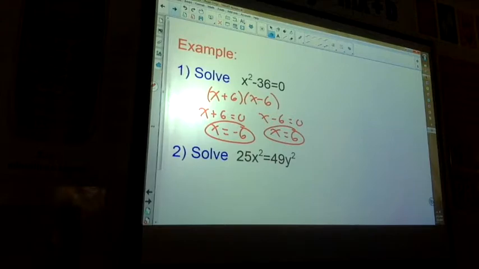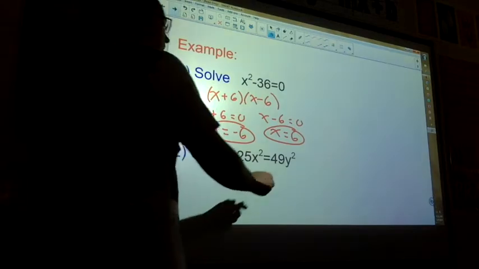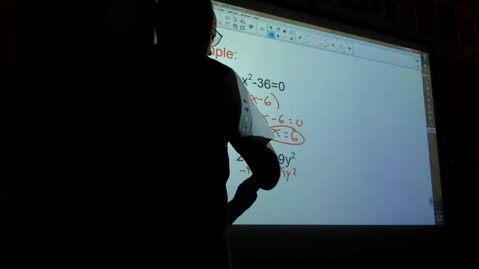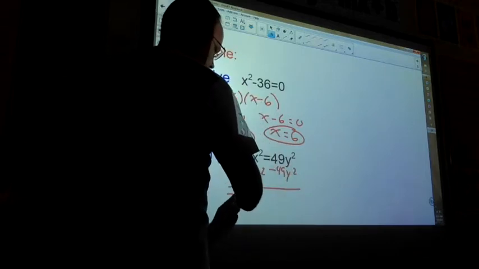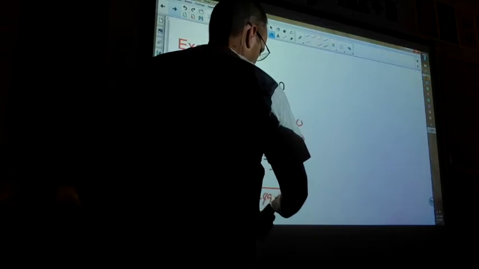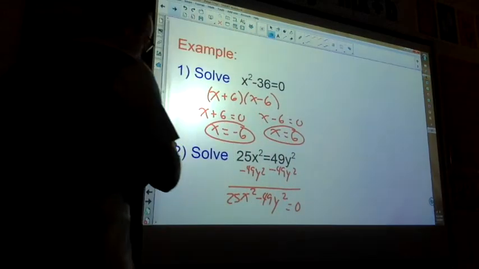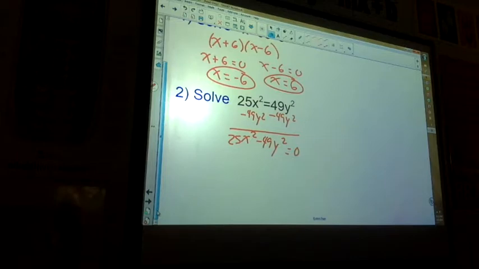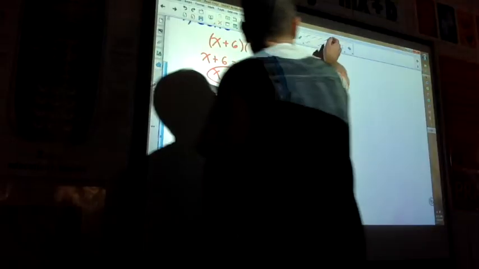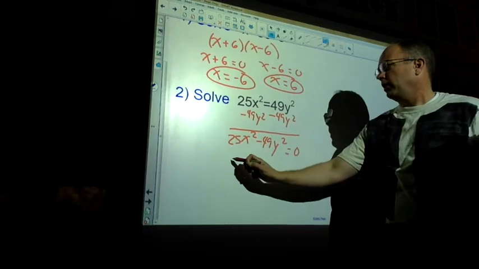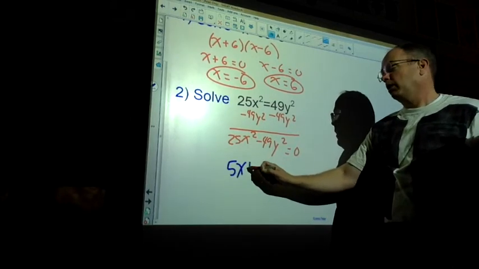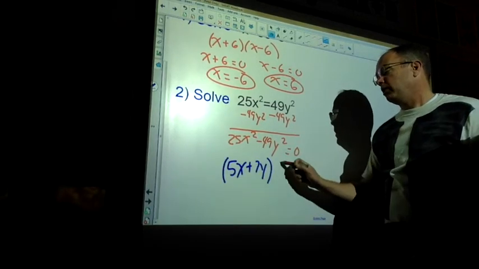All right, this next one, 25x squared minus 49y squared equals 49. Yeah, it's equal to that. So I'm going to subtract this, I'm going to bring it over. Do you agree? And 25x squared, is that a perfect square? What about 49y squared? Is that a perfect square? Yep. And this is the difference of two squares. We have a minus sign. So I have 5x plus 7y and 5x minus 7y. Good.